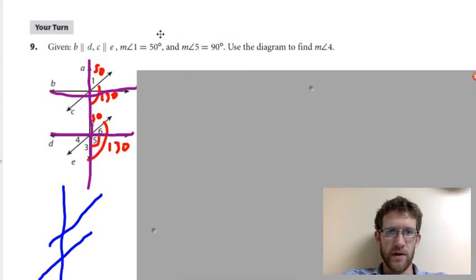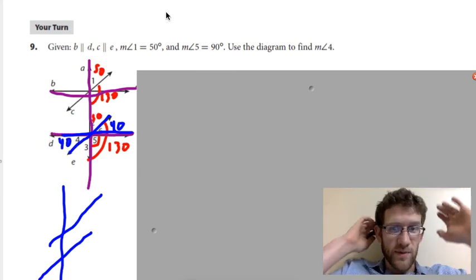I know that this one here is what, 50, right? No, 90. So this one's 90. And this is 130. So therefore this part here must be what, 40? And they form a vertical pair. Here's my vertical pair. Therefore, angle 4 is 40 degrees.